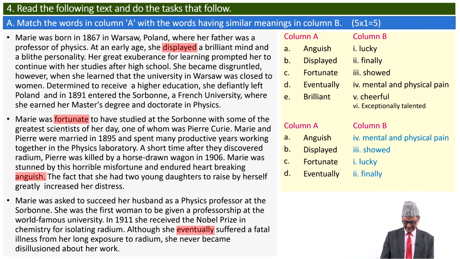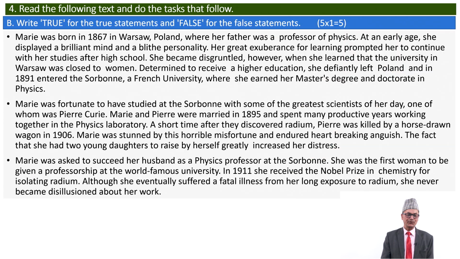Yes, you are right. Eventually is finally. And the last one, brilliant, is what? Exceptionally talented. So number B, true or false? Let's look at the first one.